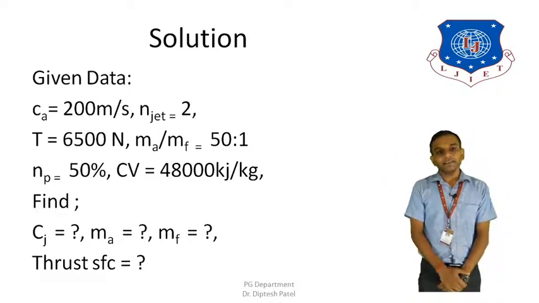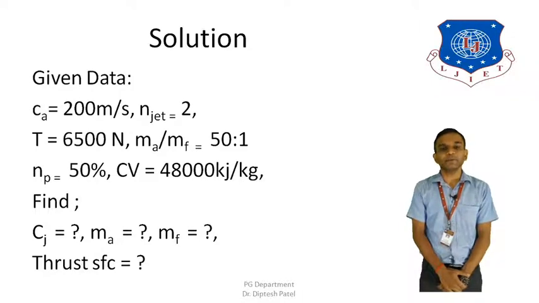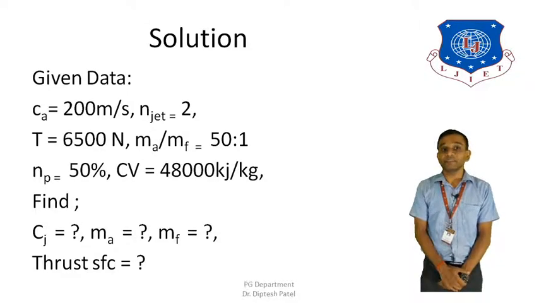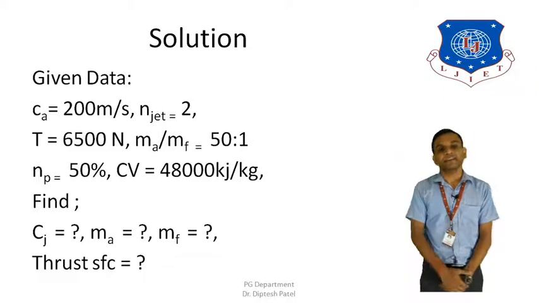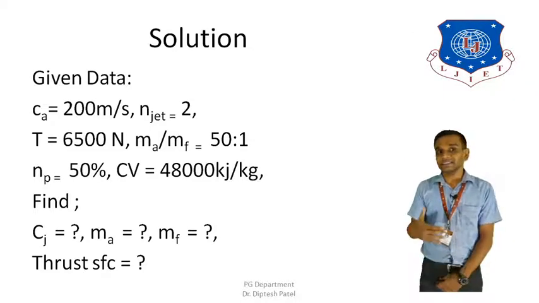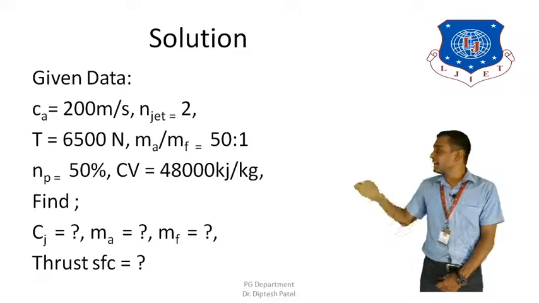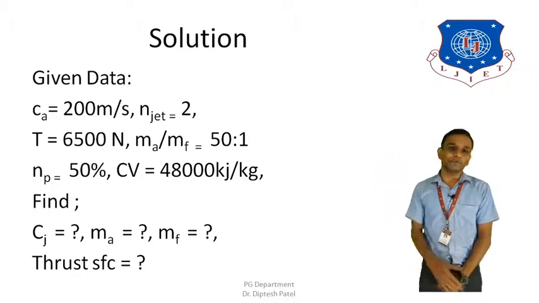Now, Ca is equal to 200 meter per second, meaning the velocity of air entering the aircraft. The number of jets given to us is 2, meaning there are 2 different engines attached to the aircraft. Then thrust, meaning the resistance or drag on the plane, is given to us, and that is 6500 Newton.